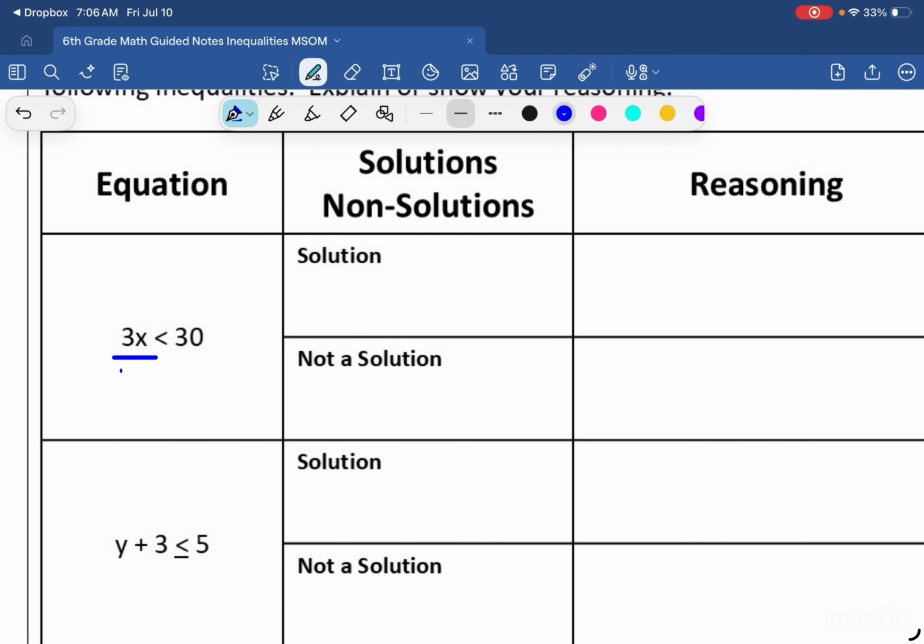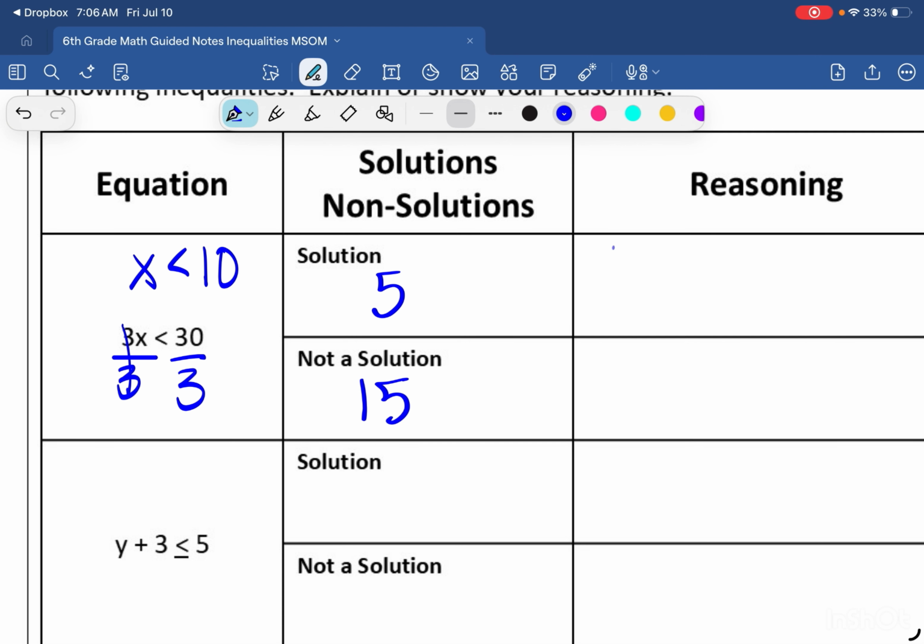So I'm going to divide each side by 3. My solution is x is less than 30 divided by 3, which is 10. A solution would be any number that is less than 10, like 5. Not a solution would be any number that is greater than 10, like 15. Or equal to 10 would also work.